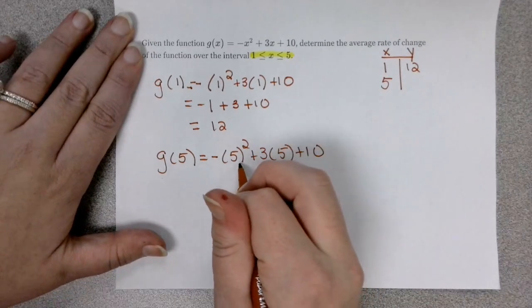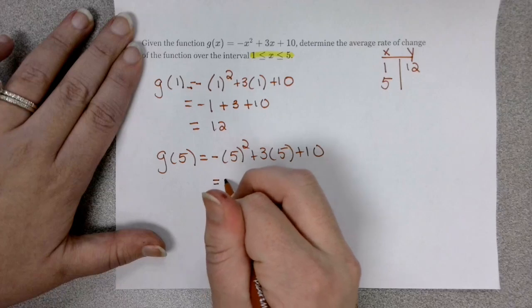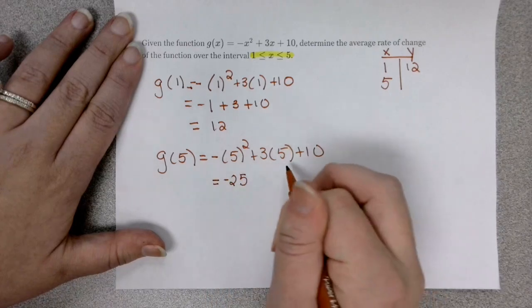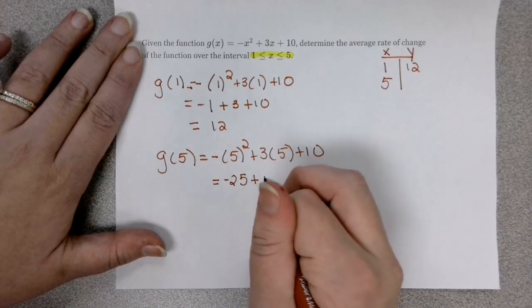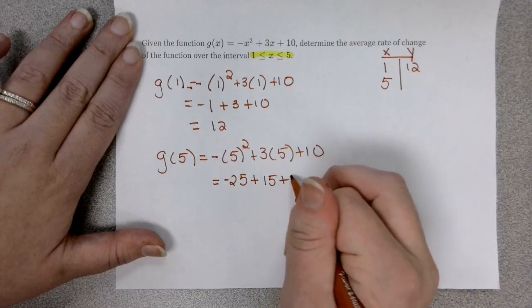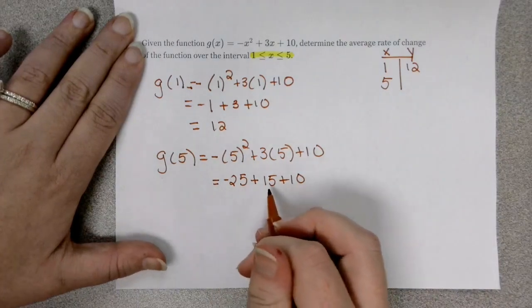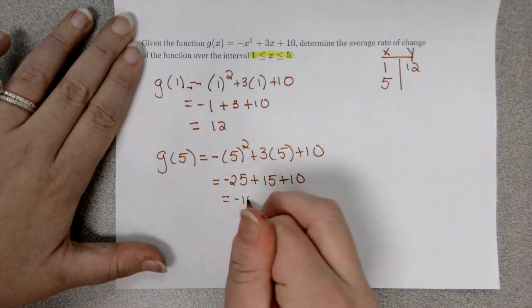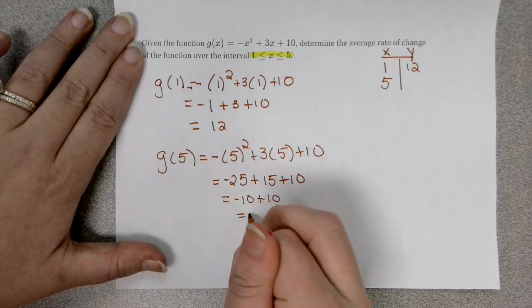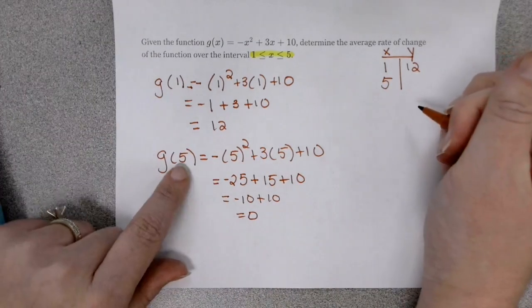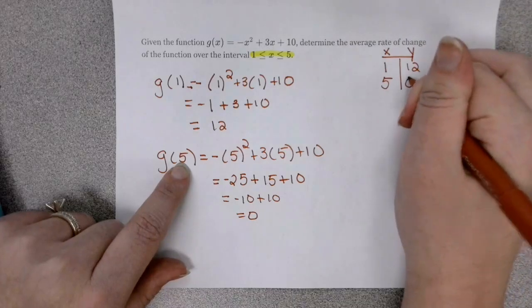5 squared is 25. That negative follows along since it wasn't in the parentheses. Plus 15 plus 10. -25 plus 15 is -10. Plus 10 is 0. So when my x is 5, my y is 0.